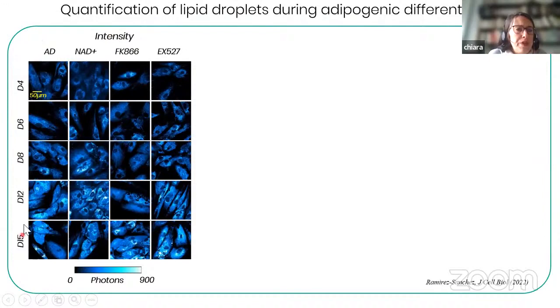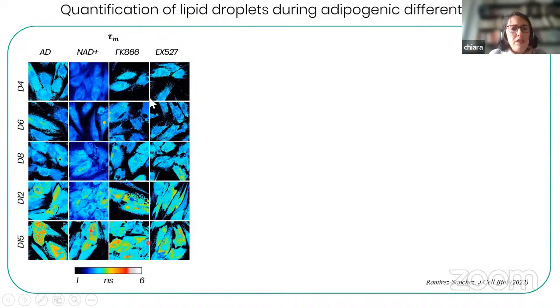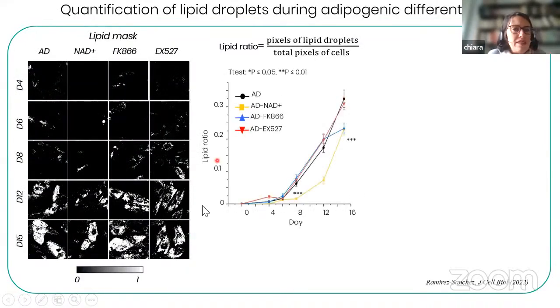So here we have stem cells during differentiation into adipocytes, from day 4 until day 15. This is the fully developed adipocyte. And with different treatments, this is the control, this is the activation of SIRT1, and these are inhibition of SIRT1. This is the intensity, this is the tau modulation. Then if we perform our lipid automatic segmentation, we can quantify this with the lipid ratio, the pixels of the lipid mask over the total pixels.